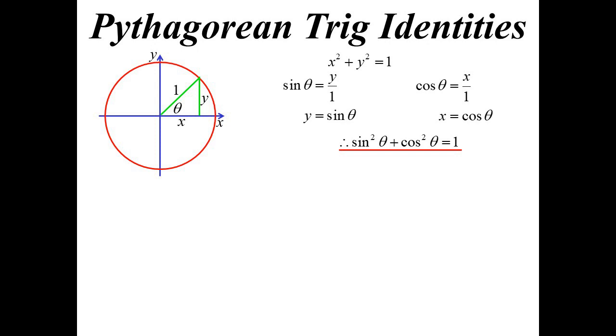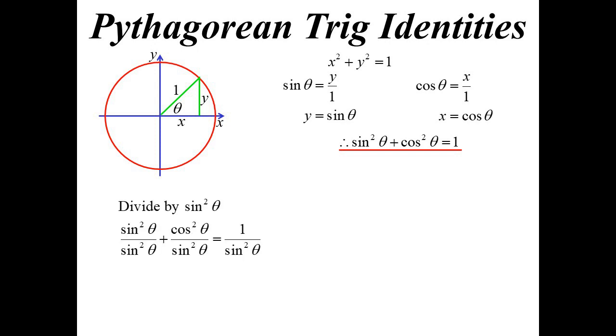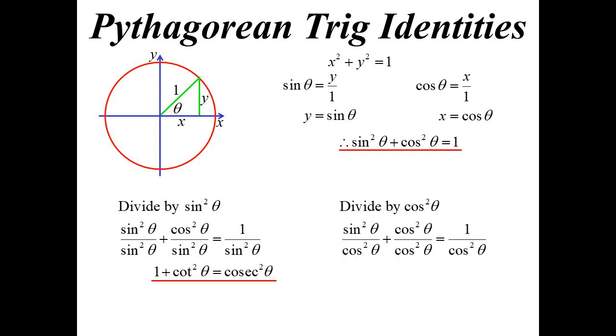If I now divide everything by sine squared theta, well, sine squared over sine squared becomes 1, cos squared over sine squared would be cotan squared, and 1 over sine squared, well, the reciprocal of sine is cosec, so cosec squared. There's the second of the trig identities. If instead I divide it by cos squared, well, sine squared over cos squared becomes tan squared, cos squared over cos squared, that's 1, and 1 over cos squared is sec squared.